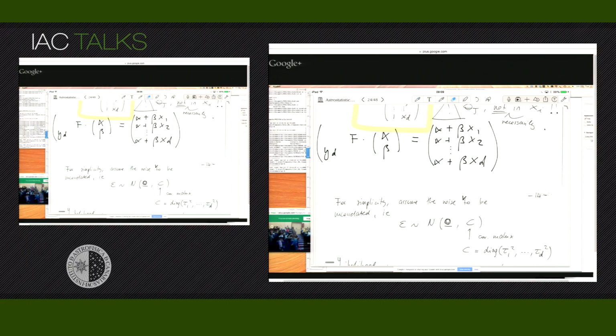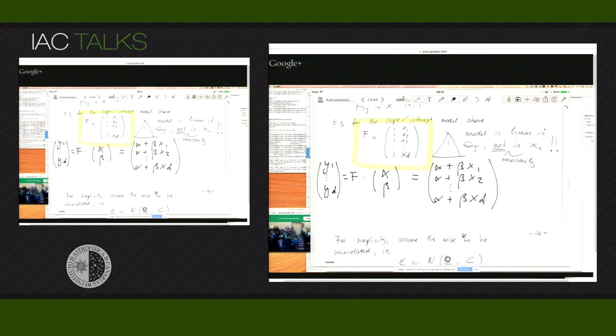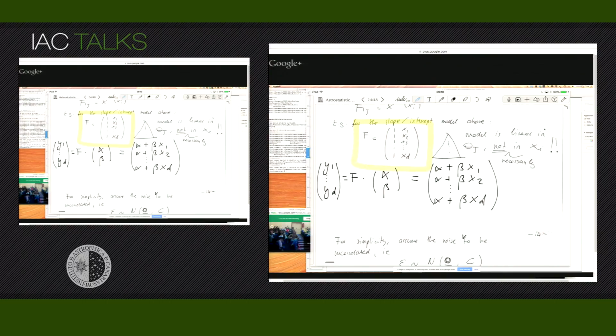Let me rewrite this. y1 until yd is equal to f times alpha and beta, and that is just equal to that. So you can convince yourself that this is just a better way of writing the linear model down, in a matrix notation.